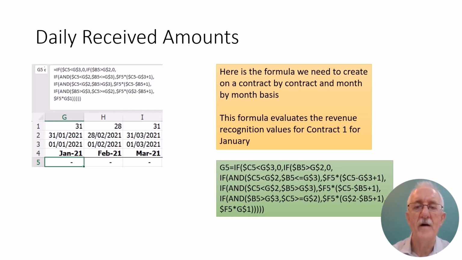Here's the formula that we need to create on a contract by contract basis and a month by month basis. The formula evaluates the revenue recognition values for contract 1 then, and I've set out the formula in full, first of all as a screenshot from the Excel file, and then in an easy to read format, in that green text box there. Study it and see what you think of it.